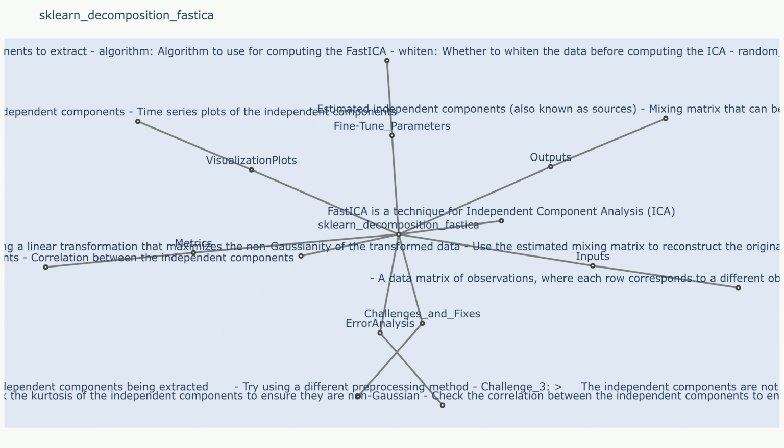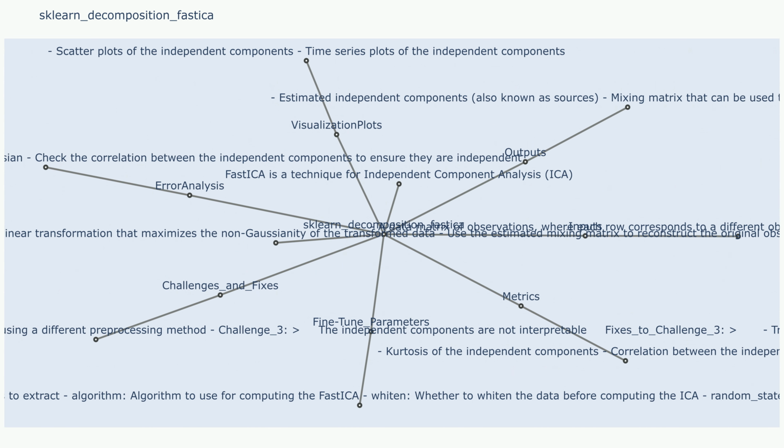Visualization plots. Visualization plot 1. Explain in detail a scatter plot of the estimated independent components. This can be used to visualize the relationships between the different components. Visualization plot 2. Explain in detail a histogram of the estimated independent components. This can be used to visualize the distribution of each component.